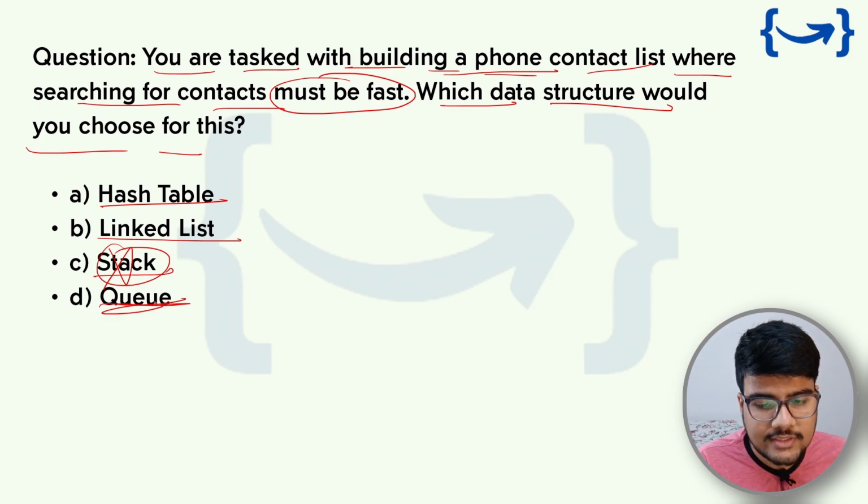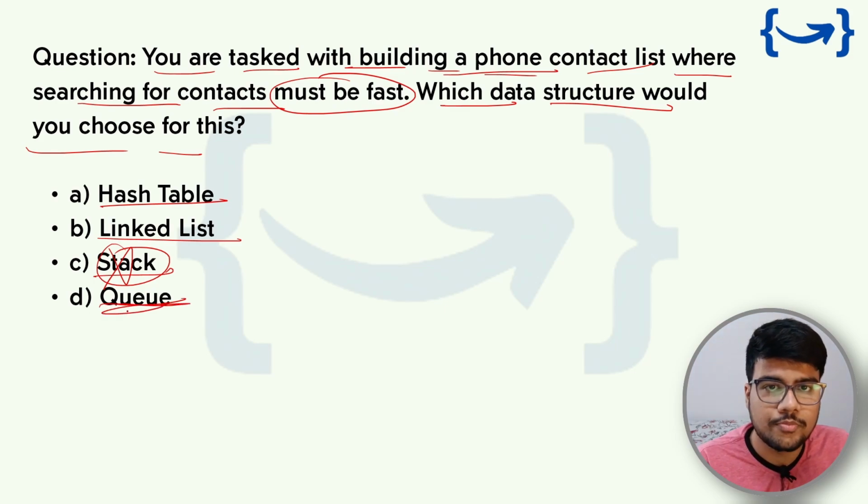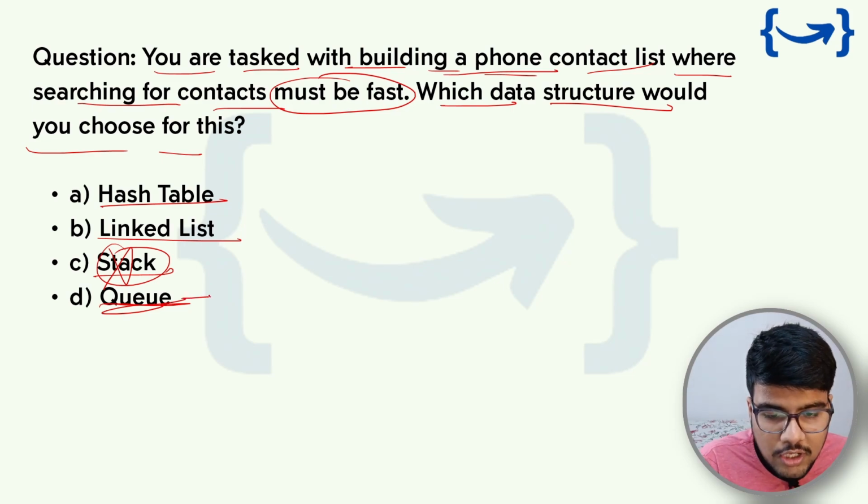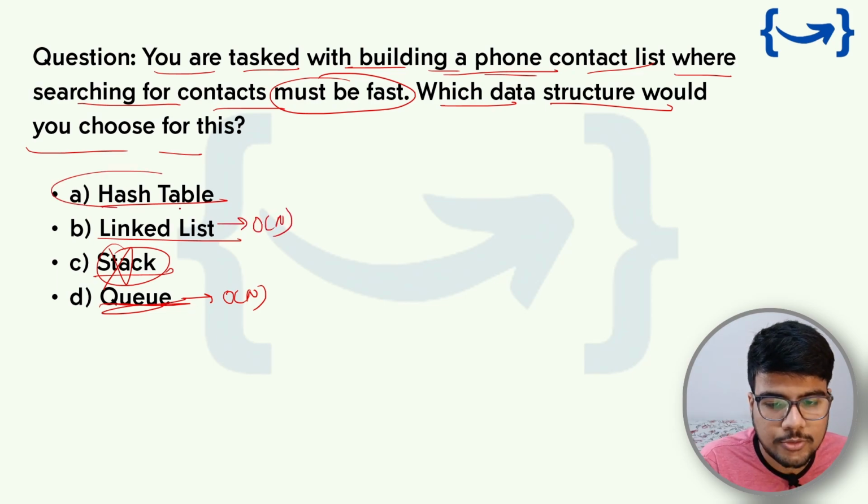And queue: the question said we need to build a phone contact list, but in a phone contact list you need to search for a contact as well. For searching, it should take less time, not more. But in this case you need to traverse throughout, O of n time, which will take a lot. And a linked list as well will take O of n time. So the right option would be hash table.